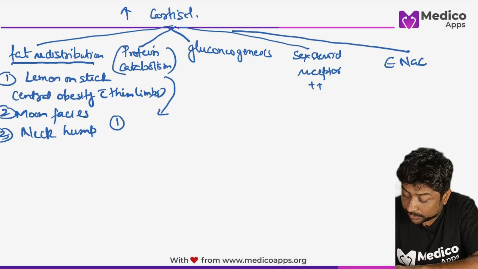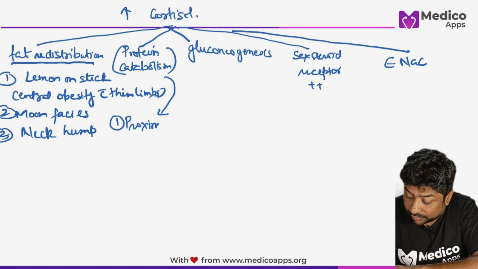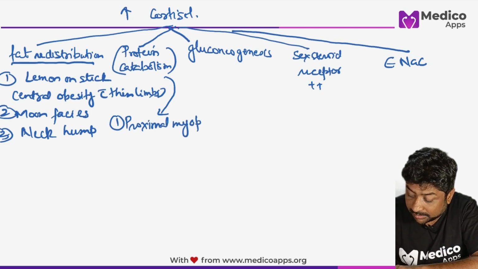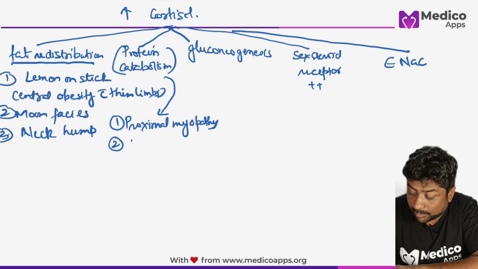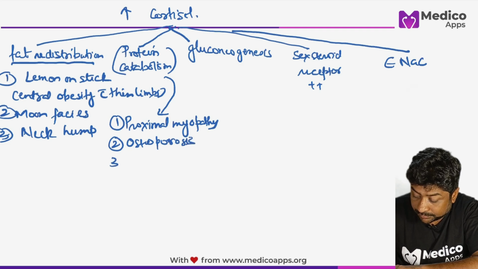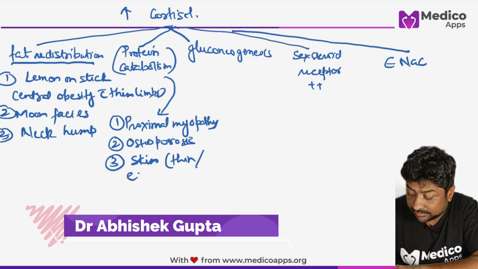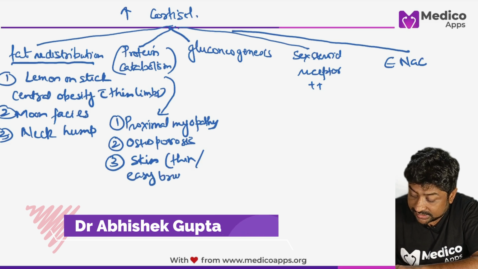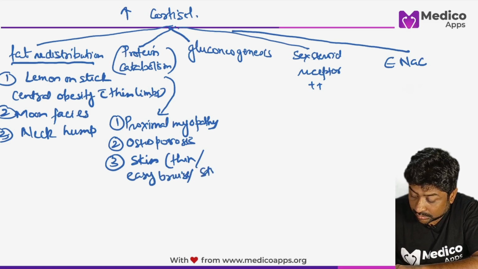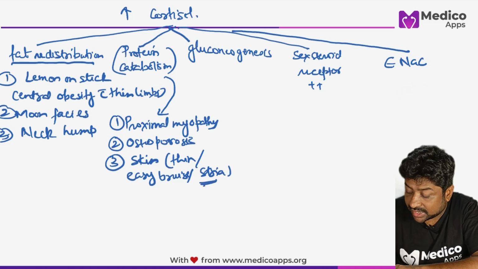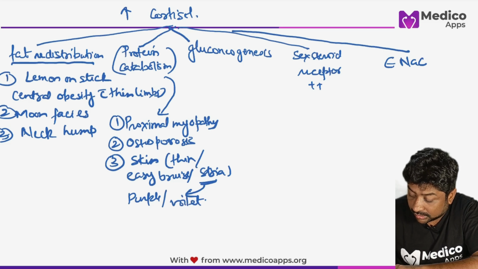What will happen due to the protein catabolism? So remember, number one, proximal muscle weakness or proximal myopathy will happen, osteoporosis. Also, there will be skin thinning. So skin will become thin, easy bruising, and striae development. These striae, remember, classically they are purple or violet in color.